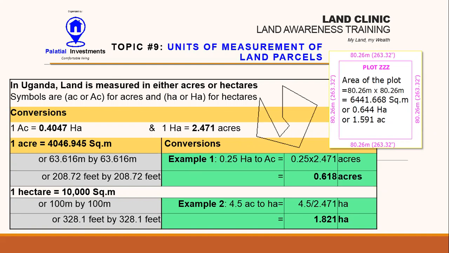In the previous topic, we talked about the units of land measurement, that is feet and meters. But now today we are going to talk about the areas. If you have a plot of land and it is, for example, 50 by 100, what does it give you in form of acres or hectares? We are going to talk about those two aspects.